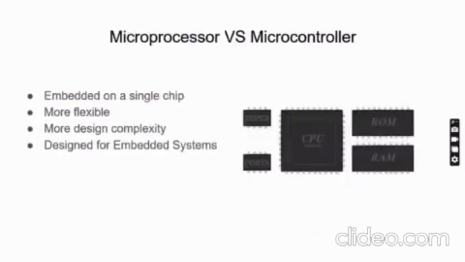After that, when we talk about the differences between microprocessor and microcontroller, I already said that all the peripherals are embedded on a single chip in a microcontroller, not in a microprocessor. The microcontroller is also more flexible, and design complexity is less for a microcontroller and more for the microprocessor. These microcontrollers are used in designing embedded systems.